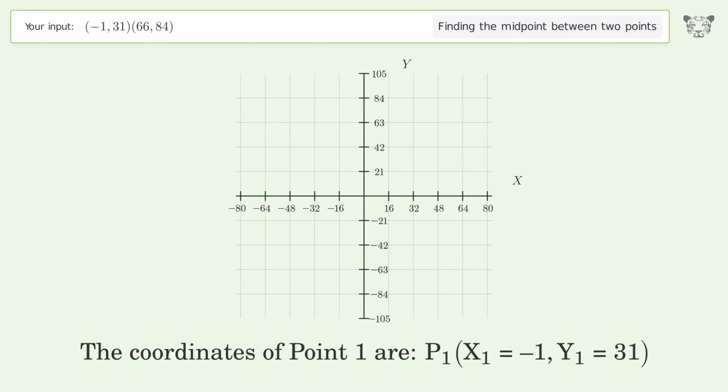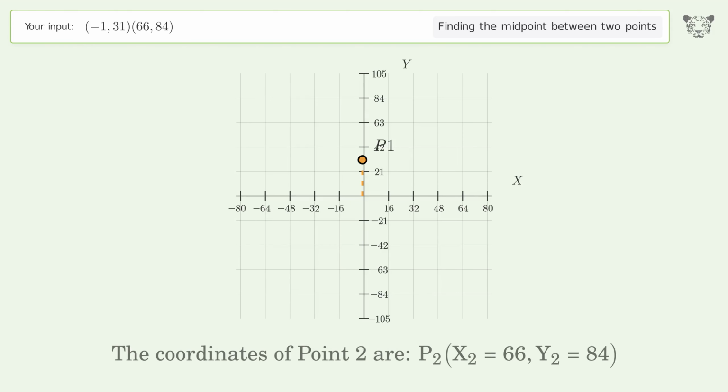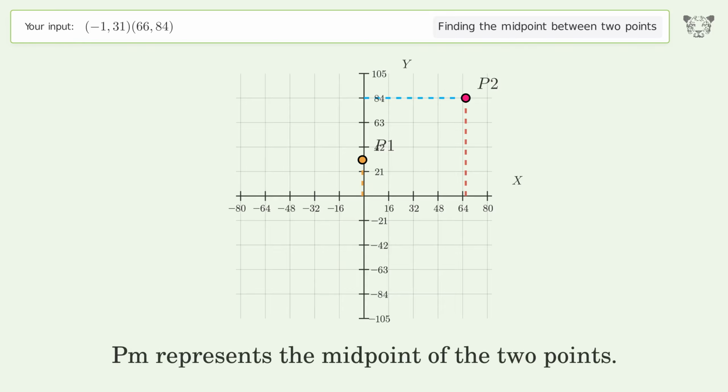The coordinates of point 1 are x1 equals -1, y1 equals 31. The coordinates of point 2 are x2 equals 66, y2 equals 84. PM represents the midpoint of the 2 points.